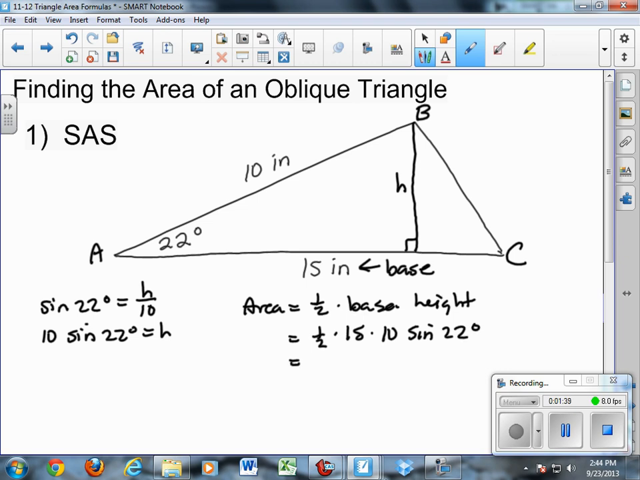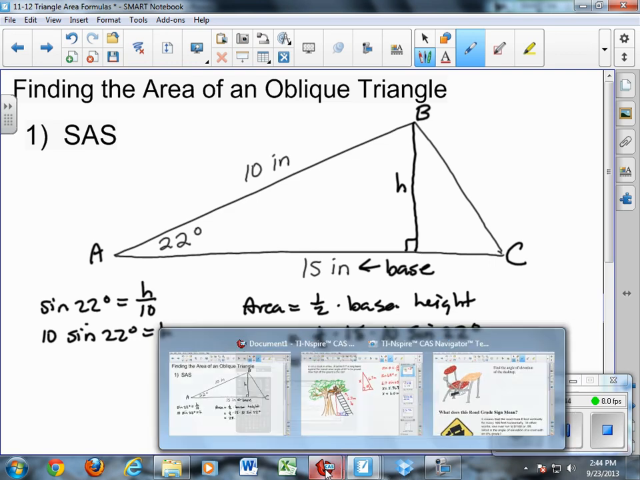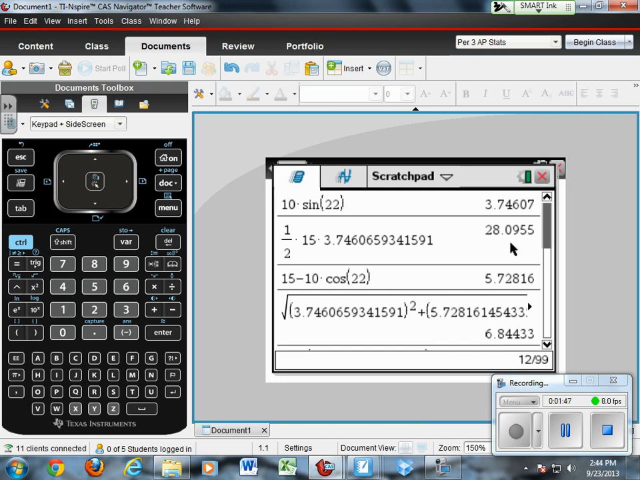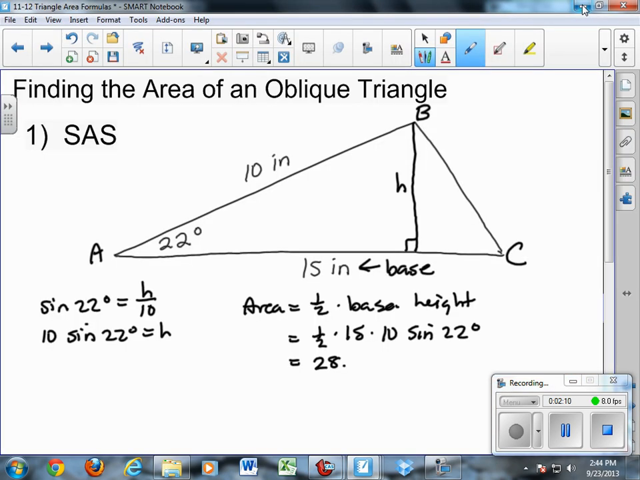if you put this in the calculator, 28.0955. So there's my 10 sine of 22 is about 3.74. 1/2 times 15 times 3.74 is the 28.0955. I want to emphasize that when I did this on my calculator, I didn't round this to 3.74. I went up and copied this number, and so I didn't round at all when doing the calculations. And since I put units on here, I expect to see units in the answer, centimeters squared.